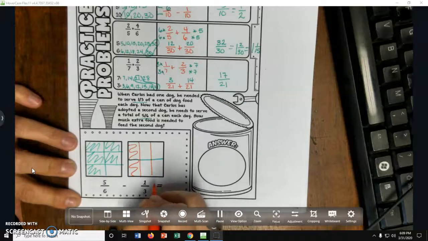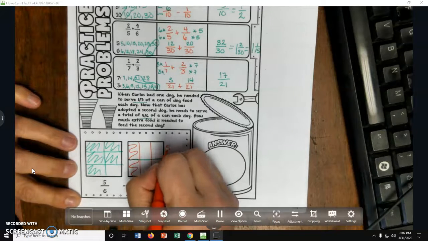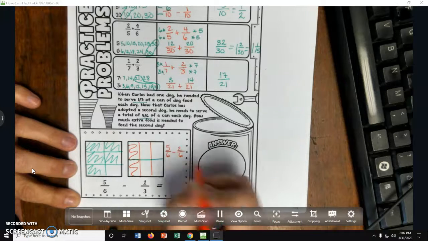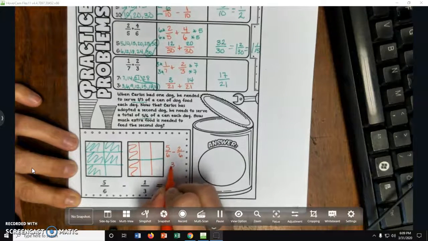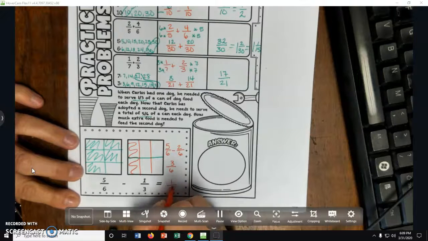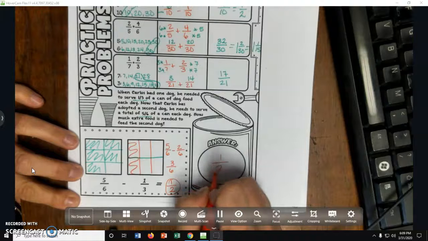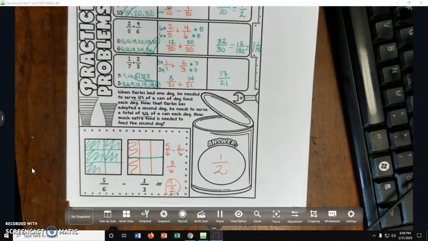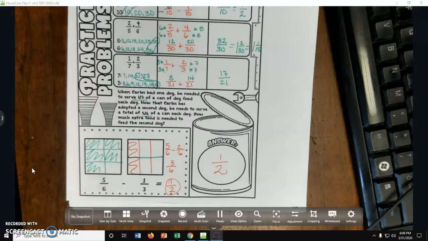So they didn't give us a lot of room to write here. So we're going to say 5/6 minus 2/6 equals 5 minus 2 is 3/6, which we know is the same as 1/2. So it is taking an extra 1/2 can to feed the second dog. Second dog must be bigger than the first dog because the first dog is only taking 1/3 of a can.